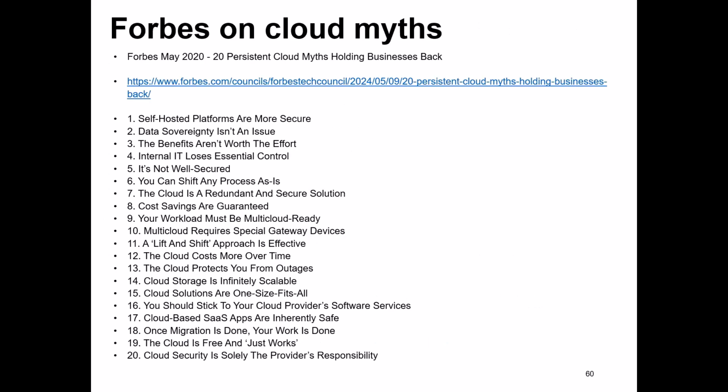Forbes also published in 2020 their 20 persistent cloud myths that were stopping businesses from adopting cloud. I'm not going to go through these. There's a couple that are really interesting, such as IT loses essential control, it's insecure, the cloud is redundant and secure, the cloud is free and just works. I can guarantee you the cloud is not going to be free. And cloud security is solely the provider's responsibility. As you may recall from earlier when we talked about platform as a service, infrastructure as a service, and software as a service, who's responsible for security depends on which one you actually adopt.